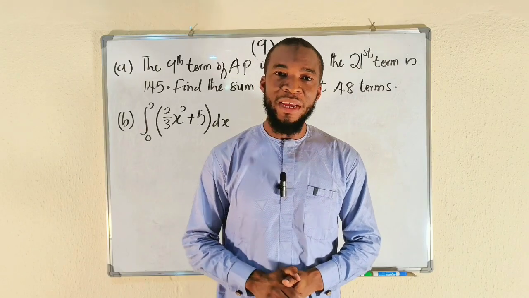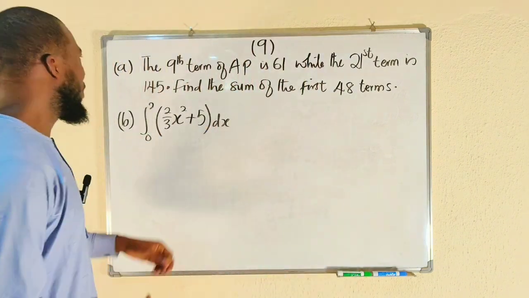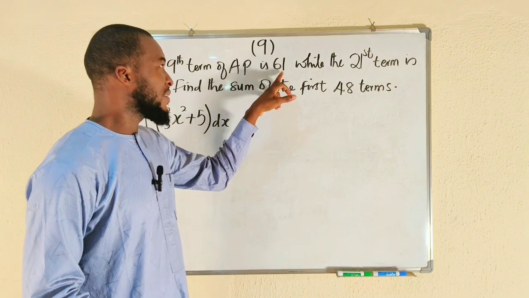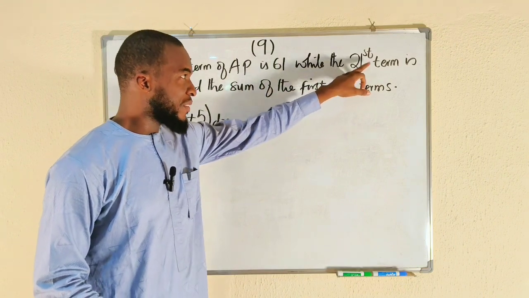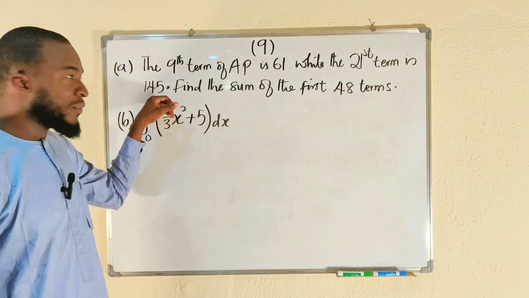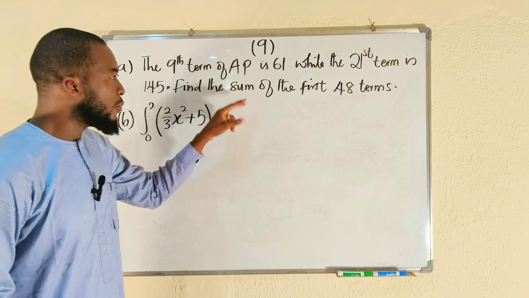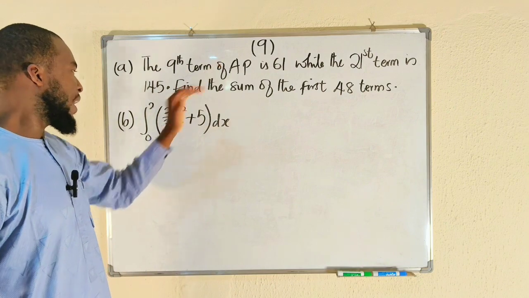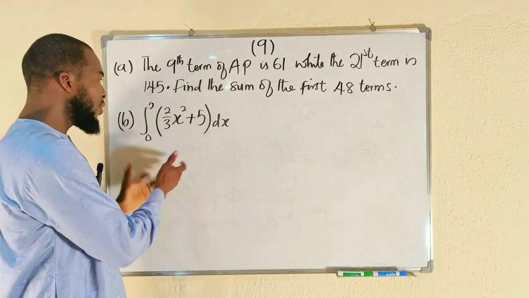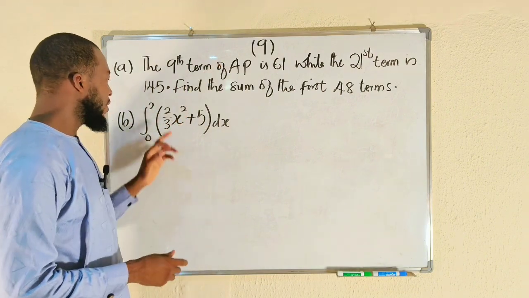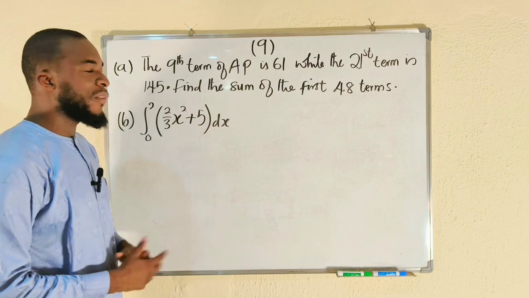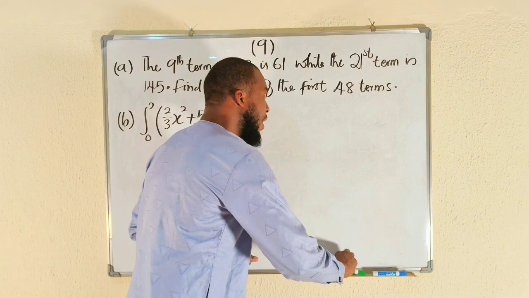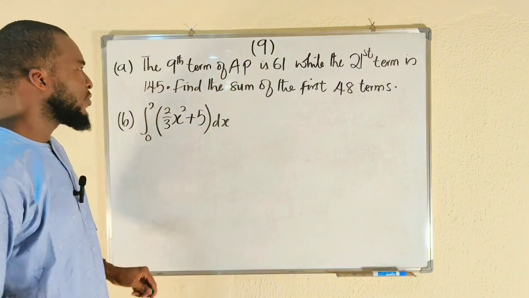Here is question number 9. Question number 9 reads, the 9th term of an arithmetic progression sequence is 61, while the 21st term is 145. We are asked to find the sum of the first 48 terms. While in part B of question 9, we are asked to evaluate this definite integral of the function 2 over 3 x squared plus 5 with respect to x. All right, let's get started. To solve this problem, let us write the data first.